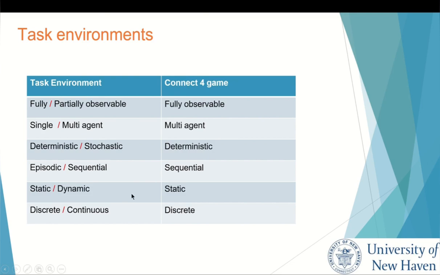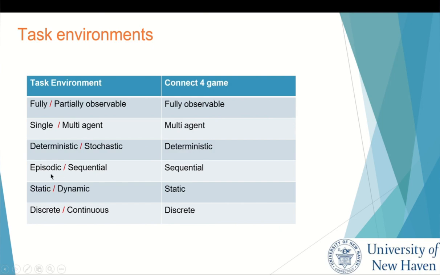So here you can see the task environment. The first one is fully or partially observable. Here the game is considered a fully observable environment as it has access to the full board. The second is single or multi-agent: 2 players play the game. Third one is deterministic or stochastic. The game is considered deterministic because it can determine the next state of the game.